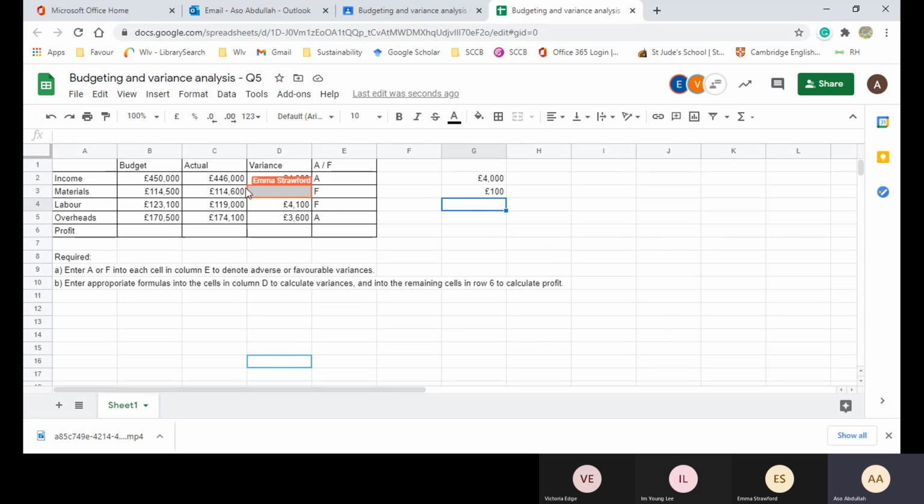Okay, well done. That's what I was trying to explain. And this one is adverse or favorable for the material? Our actual is greater than budget. Should it be adverse or favorable?